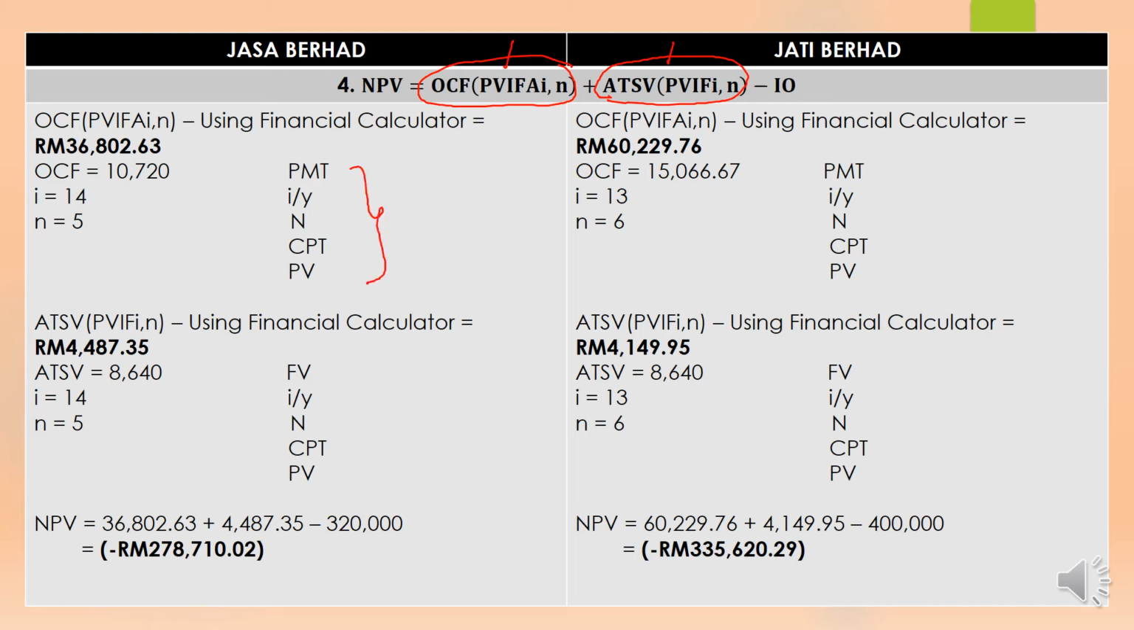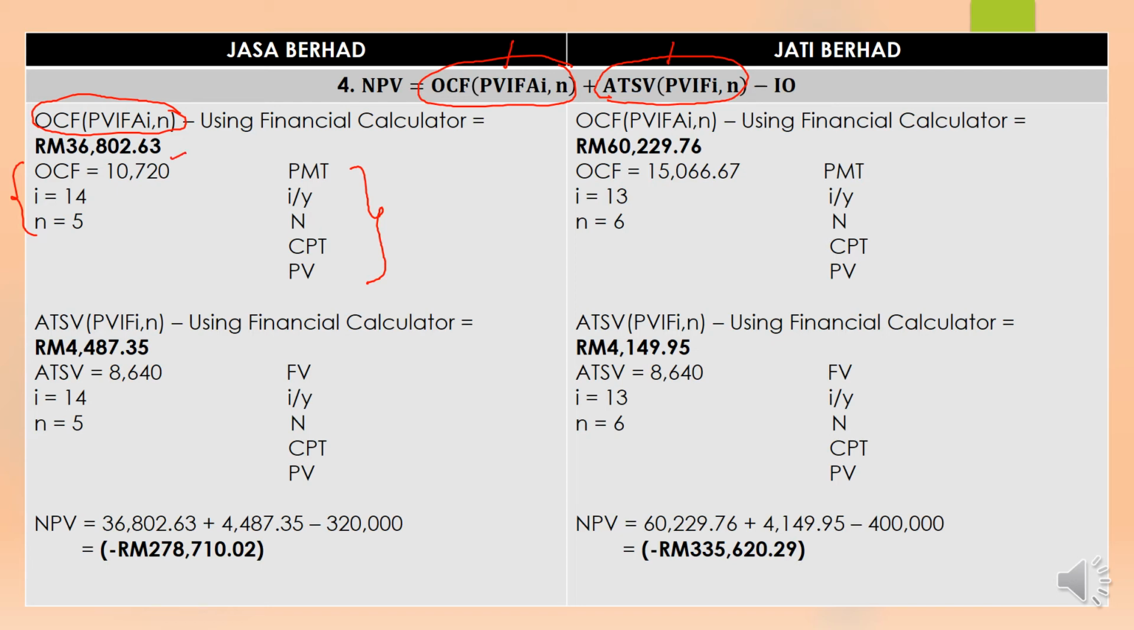So this is the command and also this information that is required to calculate. Based on the information and command for the financial calculator, you will get the answer for OCF, PVIFA, which equals RM36,802.63 for Jasa Berhad.